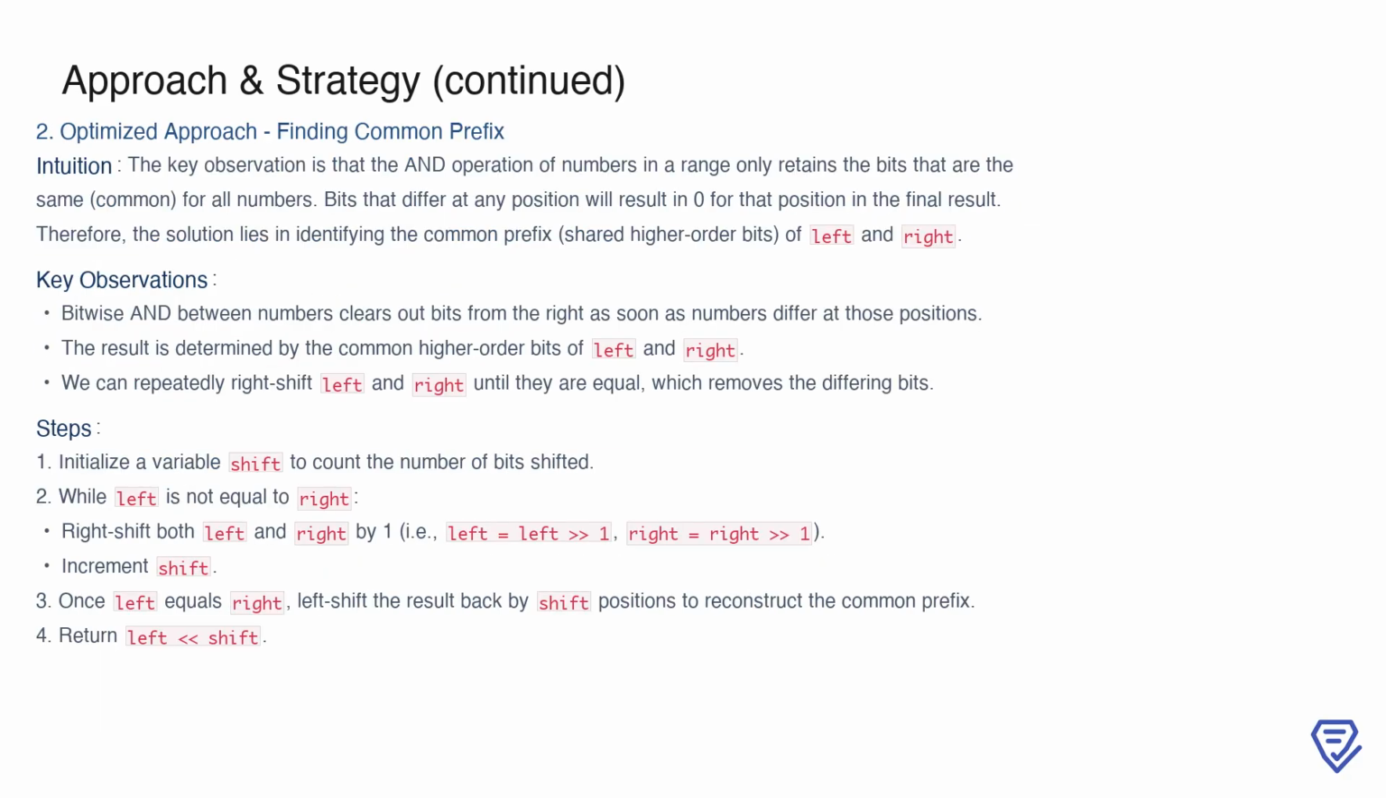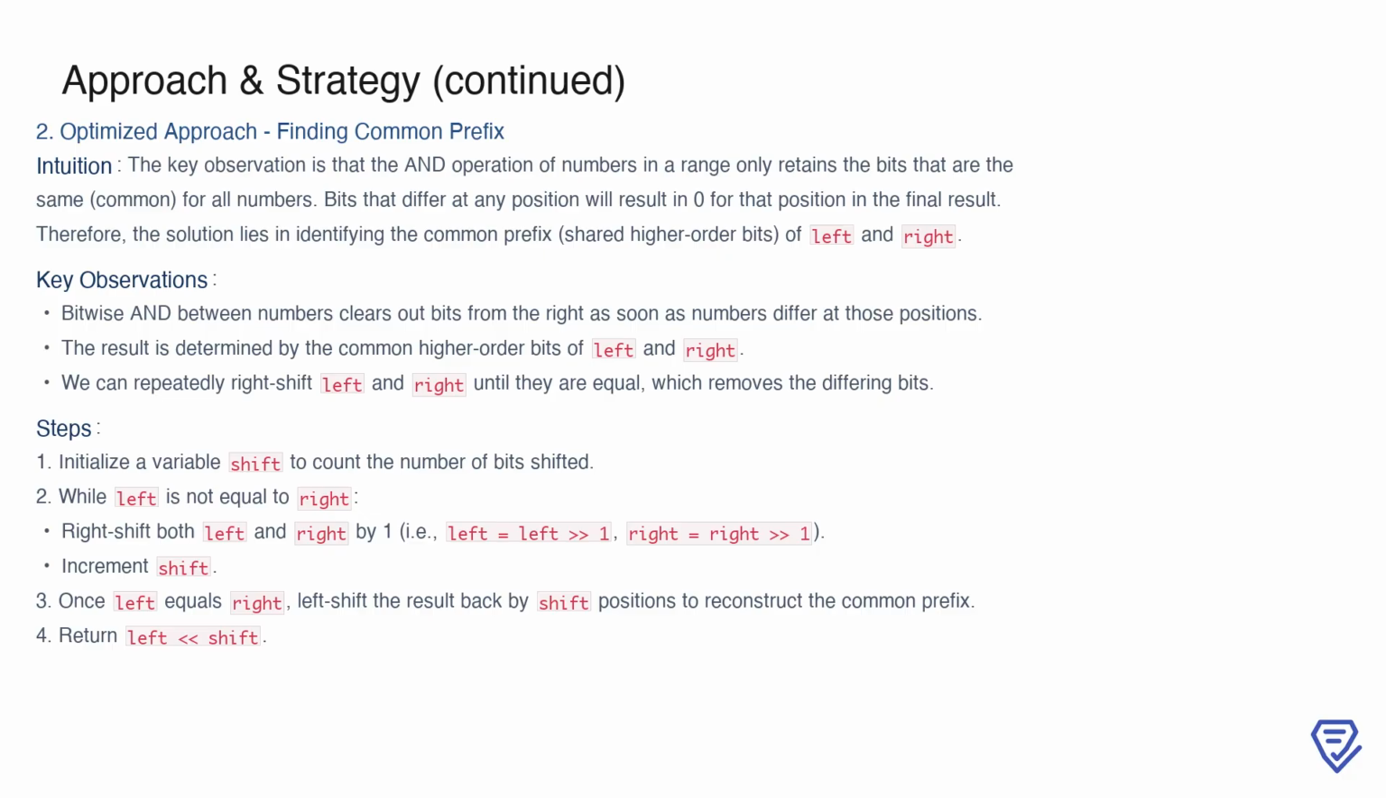Now, let's explore a more optimized approach based on a key observation about the bitwise AND operation. The result of the AND operation across a range of numbers is determined only by the higher order bits that are common to all numbers in the range. Any bits that differ at any position within the range will result in 0 at those positions in the final result. This means that the task boils down to identifying the common prefix, or shared higher order bits, of the numbers left and right. To achieve this, we repeatedly right-shift both left and right, effectively removing their differing bits from the right, until the two numbers become equal.